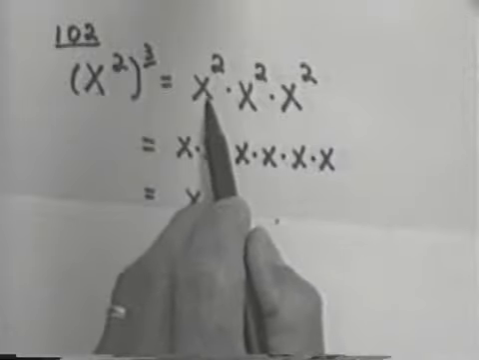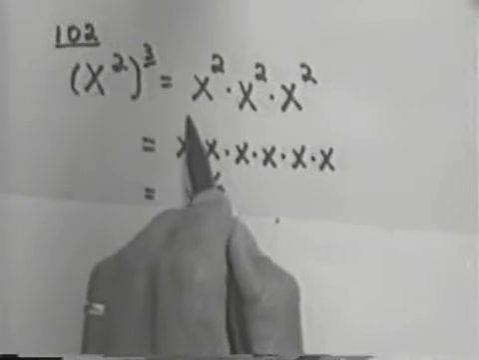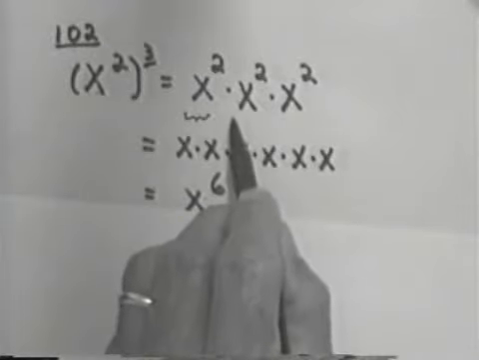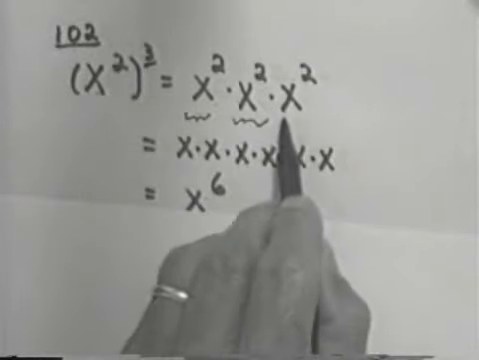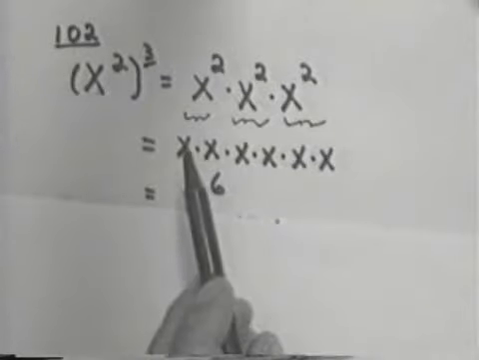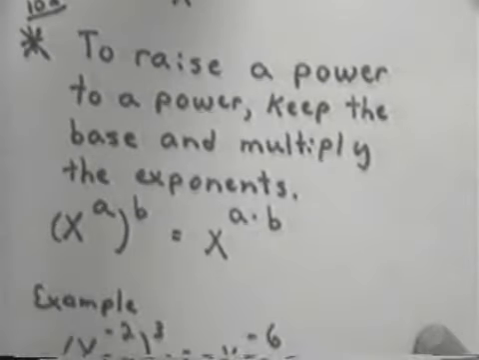Now x squared tells me to use x as a factor 2 times. This x squared tells me to use x as a factor 2 times. And this x squared tells me to use x as a factor 2 times. Well, notice in all I've used x as a factor 1, 2, 3, 4, 5, 6 times. Well, how could I have gotten the answer much faster? 2 times 3 is 6, which gives us our next rule that you would need to know.